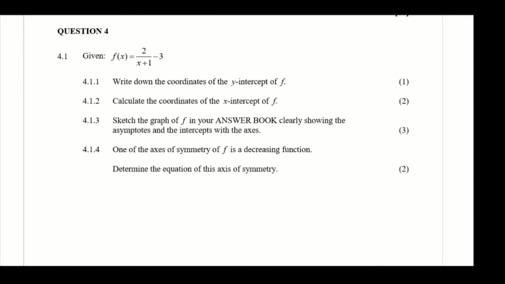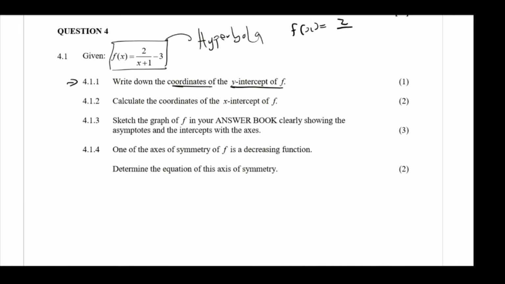Okay, right. So in this question here, question 4, we are given this expression here. If you can see, it is actually a hyperbola. And the first question says that we must find the coordinate of the y-intercept of f. So we're having f of x being equal to 2 over x plus 1 minus 3. The y-intercept is when x is equal to 0.